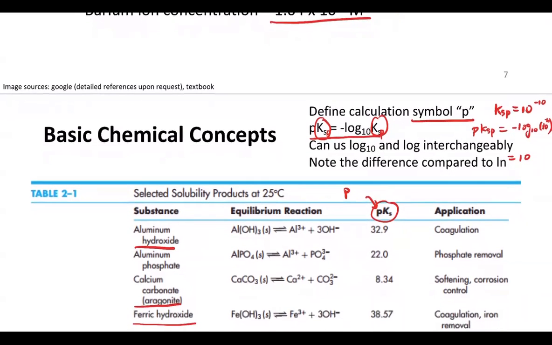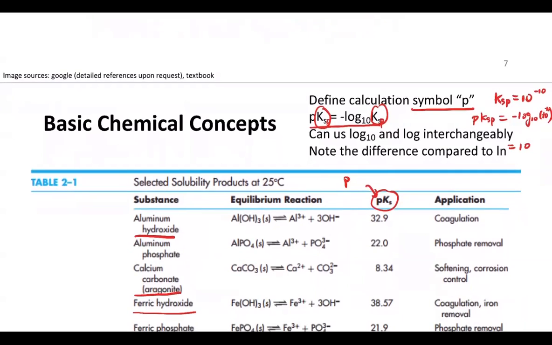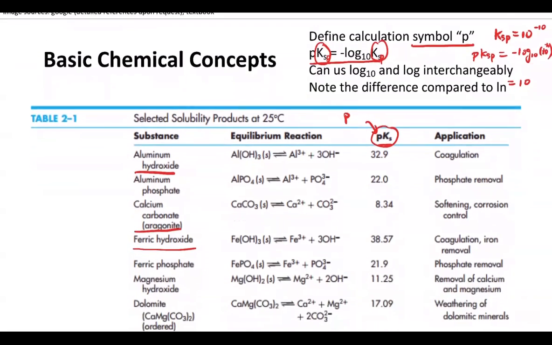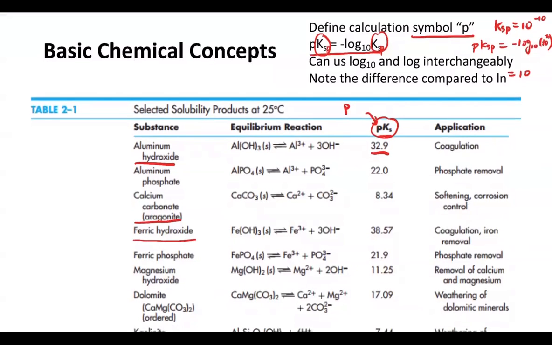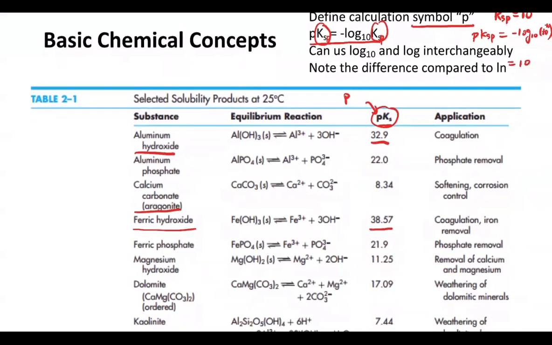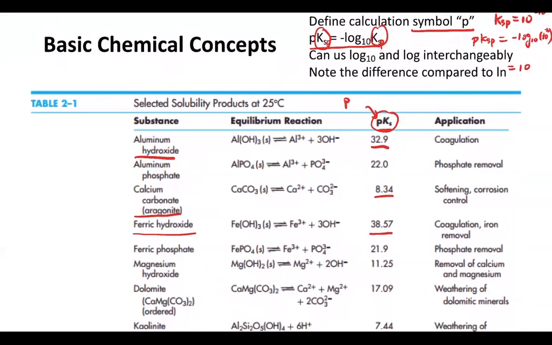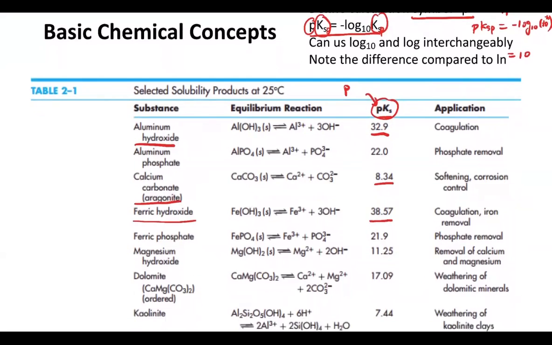What this means is that the larger the pKs, the more difficult it is to dissolve this solid, right? You can see the aluminum hydroxide has a very large value, and the ferric hydroxide has a very large value. But compared to that, the calcium carbonate has a relatively lower value, which means that it's a little bit easier to dissolve this solid. Okay, we're going to come back to this operator P again later on.